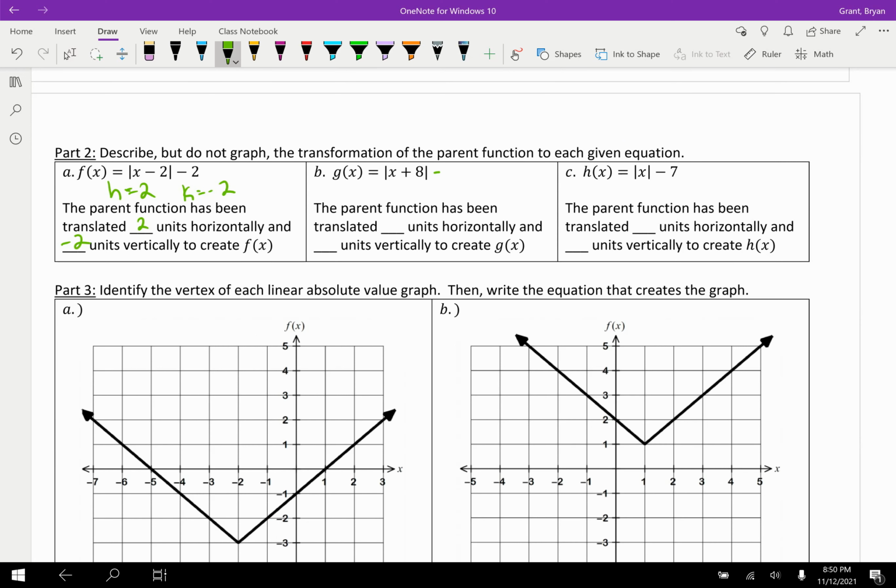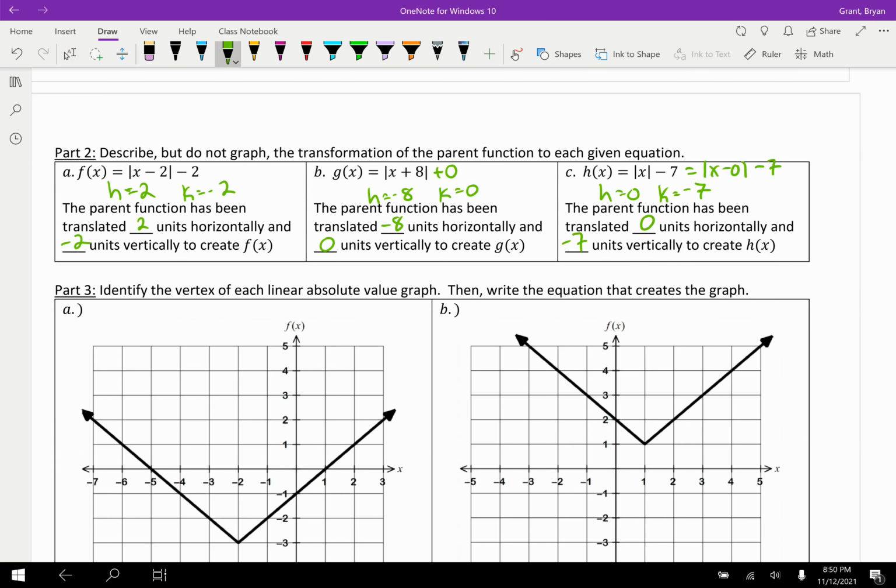This guy, we can always put the plus 0 here. h is going to be negative 8 and k is 0. We've moved negative 8 units horizontally, that's to the left, and then 0 units vertically. And last but not least, we should be able to recognize there's that invisible 0 hiding in front. So h is 0, k is negative 7. So we move 0 units horizontally, but negative 7 units vertically, which is like 7 units down.